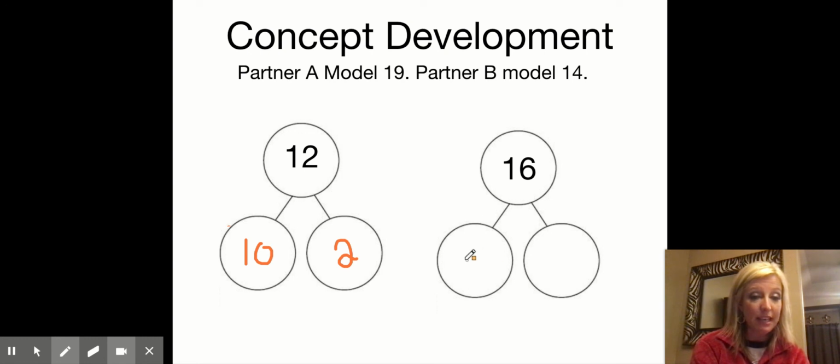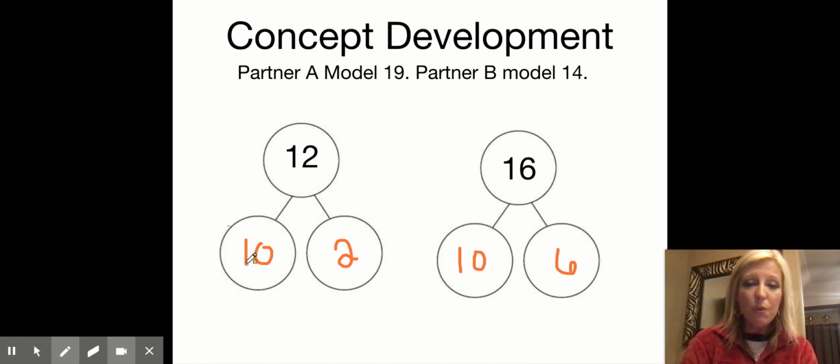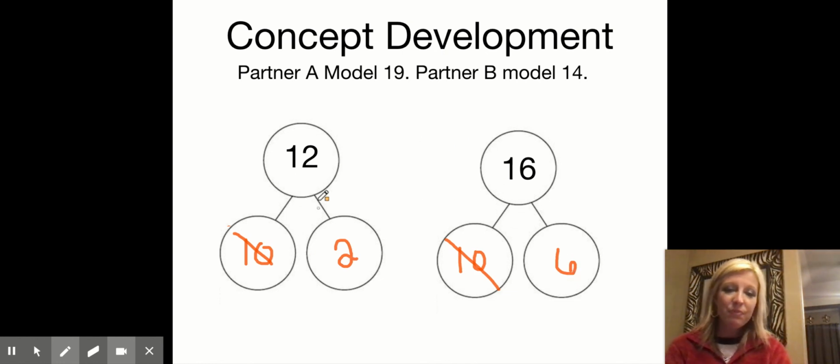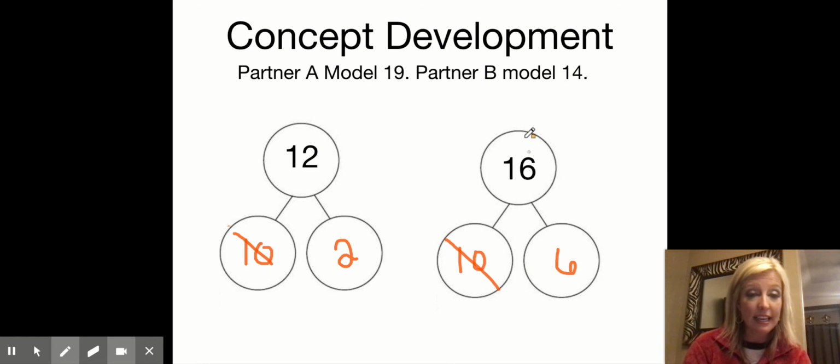16, we want to decompose it. Break it down. Pull out your 10. How many ones do you have left over here? 6. So just like in our say 10 way, what's the same? The tens, right? So let's compare those additional ones. Which is bigger, 2 or 6? 6 is bigger. Which is smaller, 2 or 6? 2. So 12 is smaller than 16. 16 is more than 12.